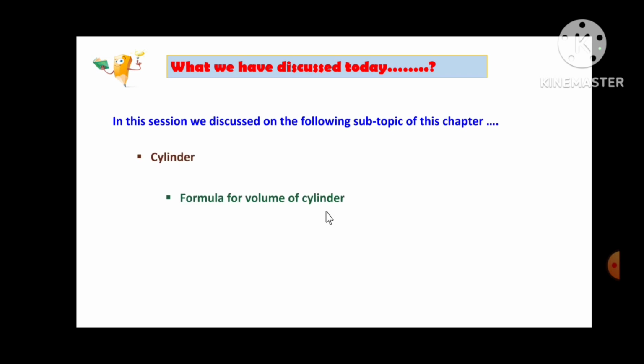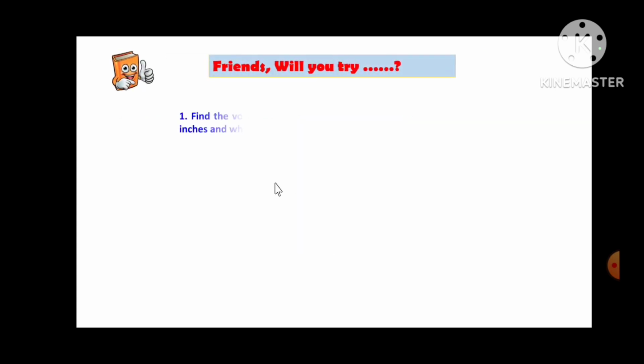So friends, what we have discussed today in this session is the following subtopics: the cylinder, then the formula for volume of the cylinder, and problems that are based on this aforementioned formula, that is the volume of a cylinder, which is pi r square h. So friends, we will try these problems.